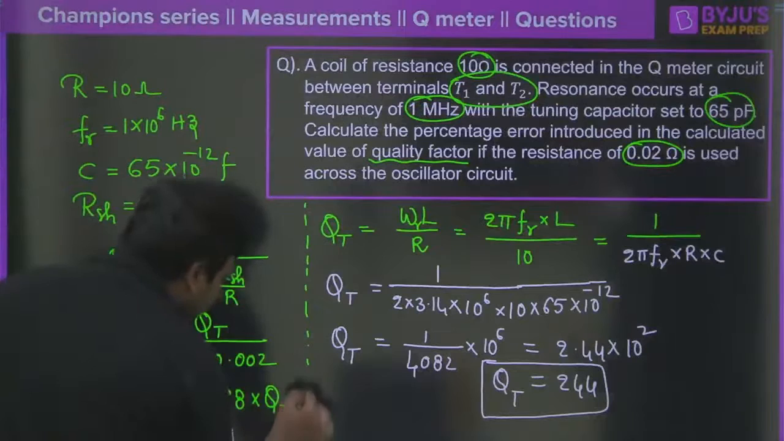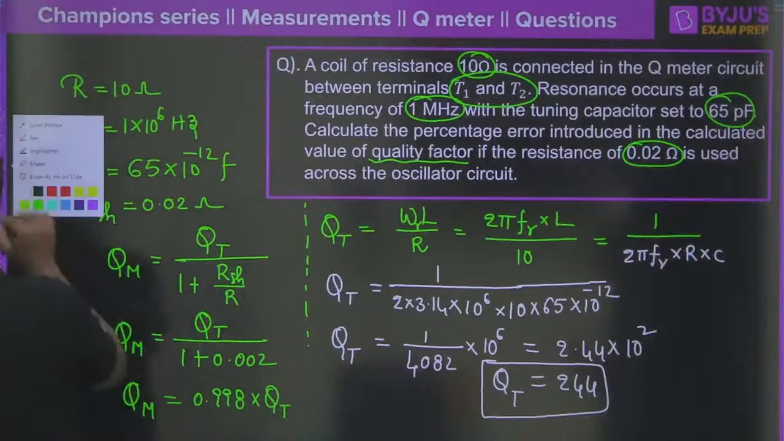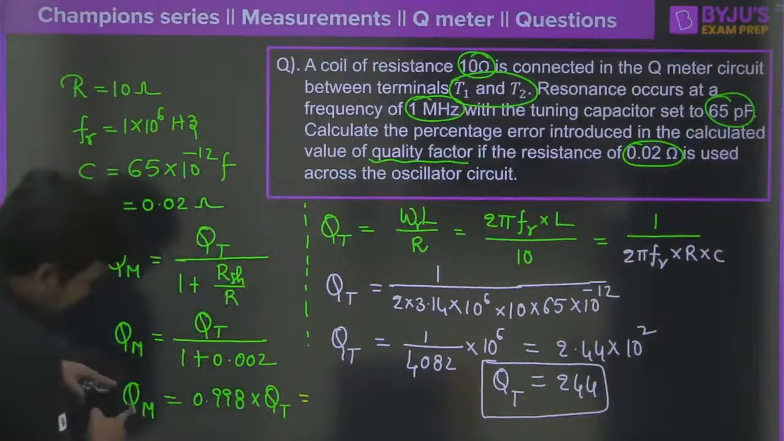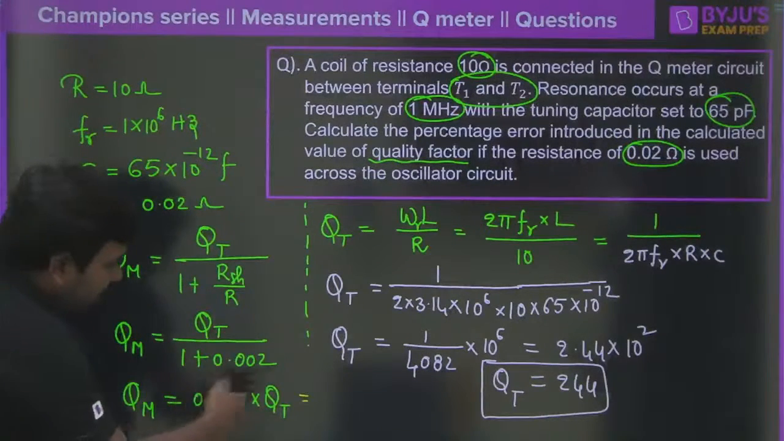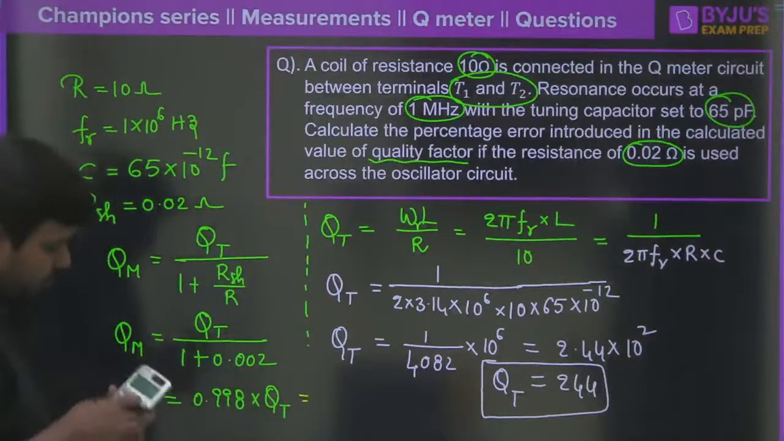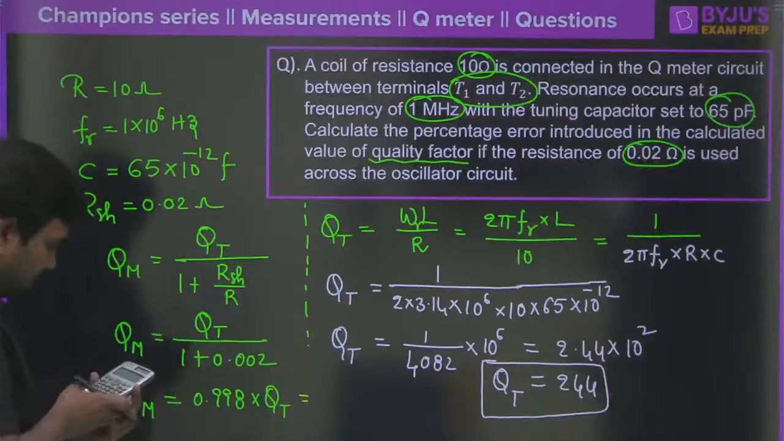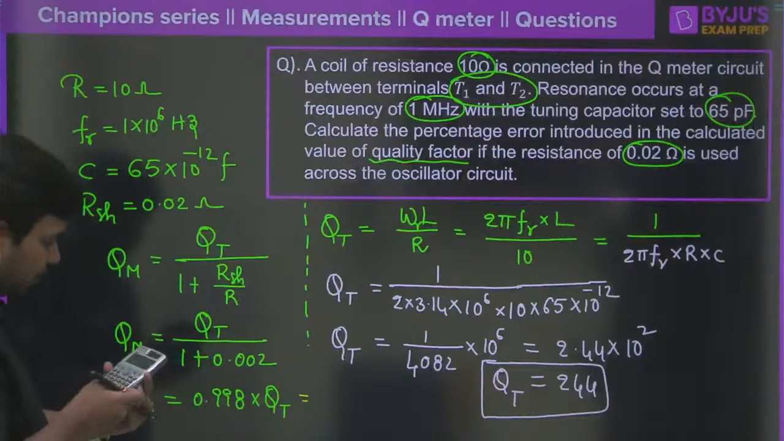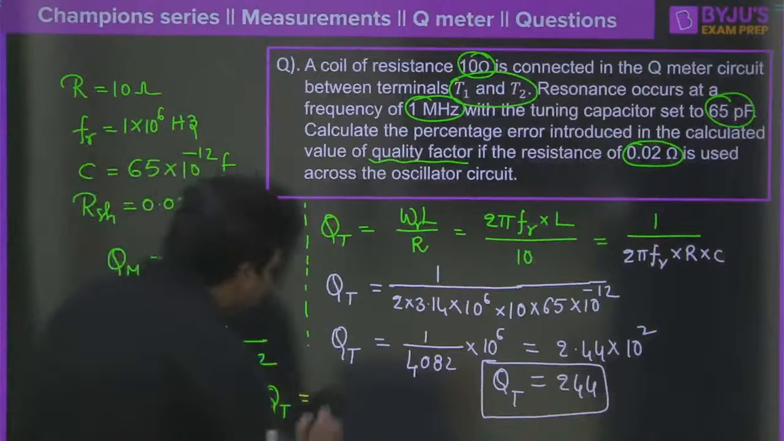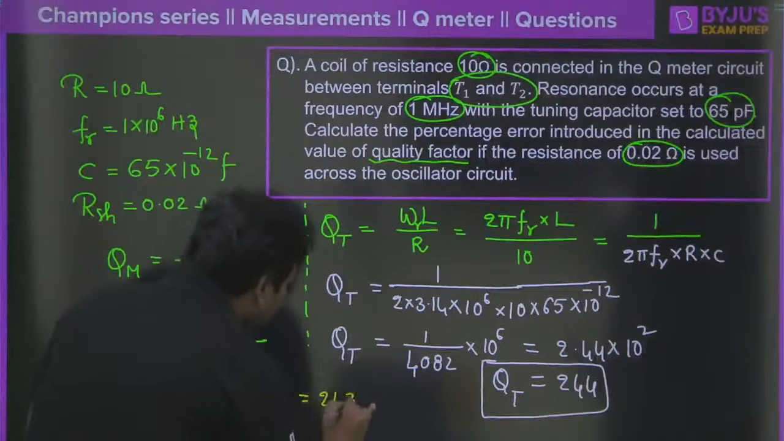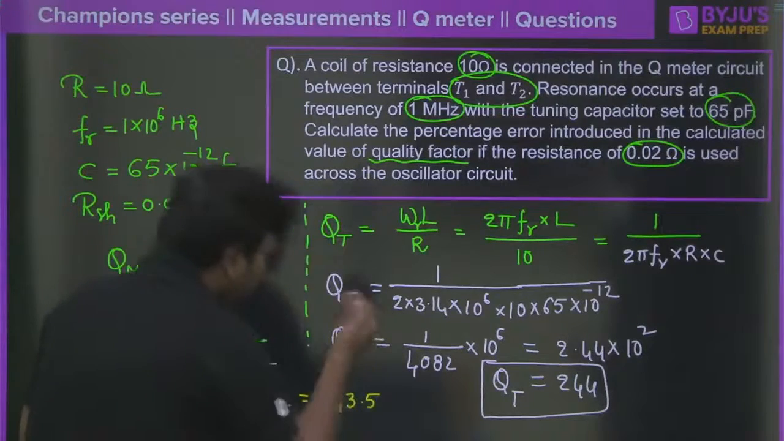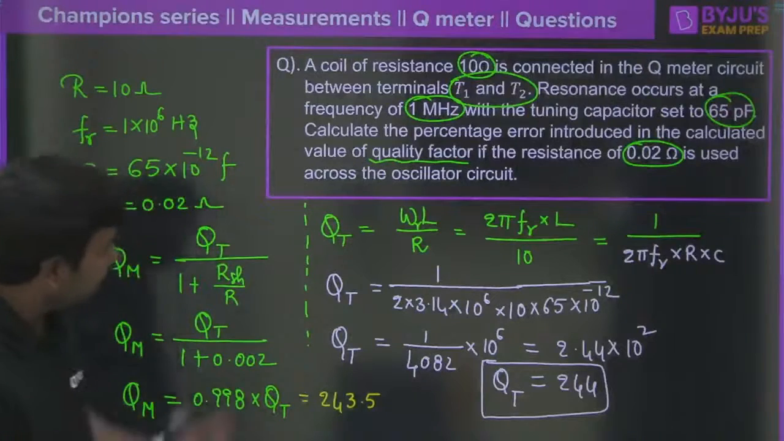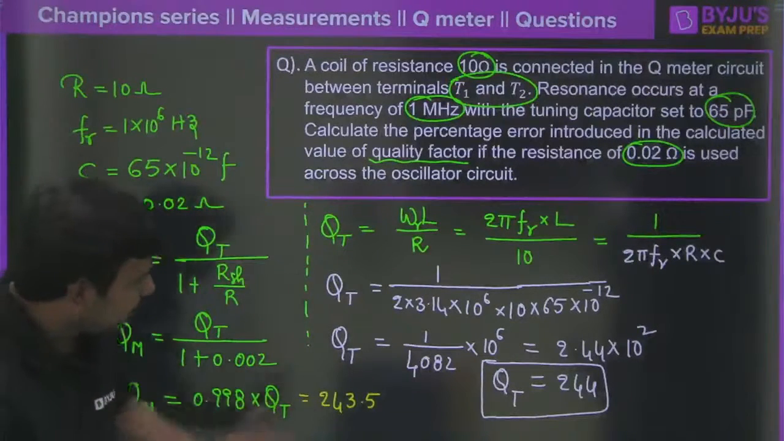So interestingly, if you want to look at the measured value, this is not so difficult. Only the thing you need to have is patience. That is, measured value is equal to 0.998 into QT. So what is the value here? So let me write down 0.998 into QT, 244. So all the way you are going to get 243.5, right? Approximately. I'm taking approximate value, so don't worry so much about these values. Now true value is known to you, measured value is known to you.